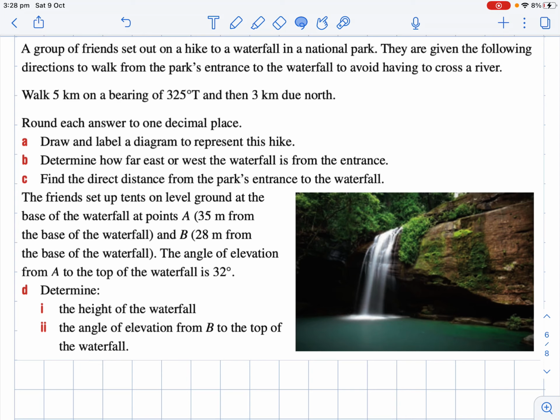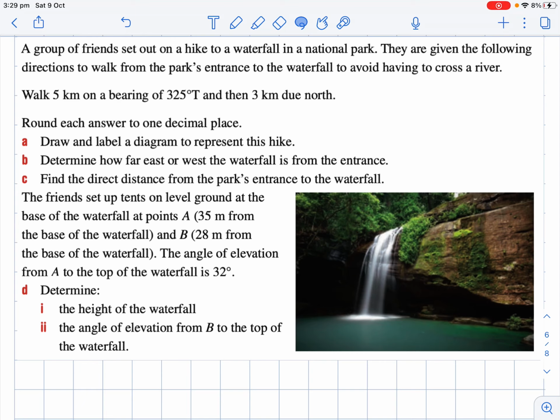Now, at this point here, people often stop reading and then they do the questions A, B, C, D in order like that. It's a really good idea when you're reading the question, particularly in exams, to read the whole thing so you've got an idea of where you're going. So we need to draw and label a diagram to represent this hike, determine how far east or west the waterfall is from the entrance, find the direct distance from the park's entrance to the waterfall.